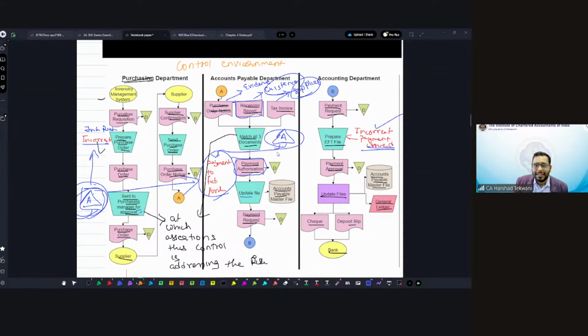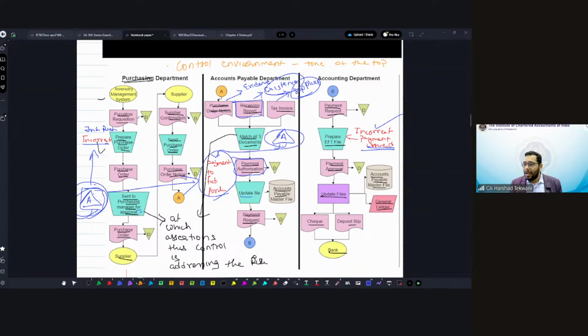Tone at the top, this is nothing but the tone at the top. They want that everything should be checked, everything should be verified. That's the first thing, control environment, the first and foremost part where you have the rest of the components.